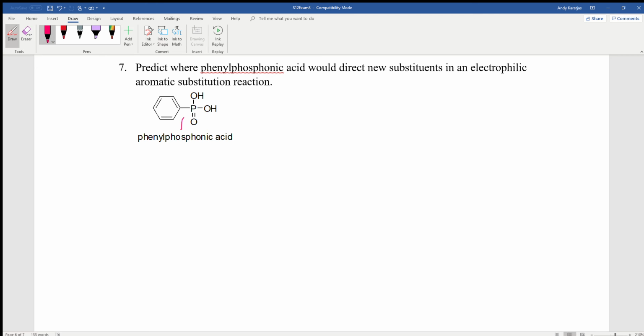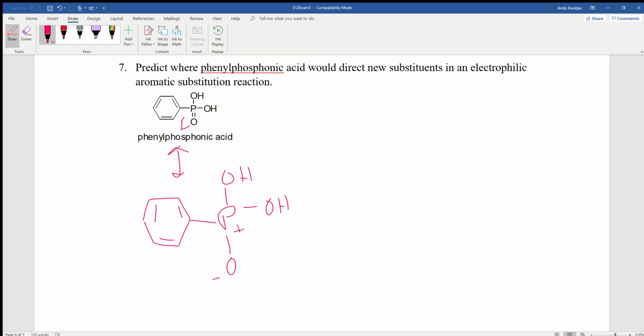And so with an aromatic question, it's never a bad idea, if we don't know where to start, to draw resonance structures, because any resonance structures that we draw will help us to see where the electrons are.